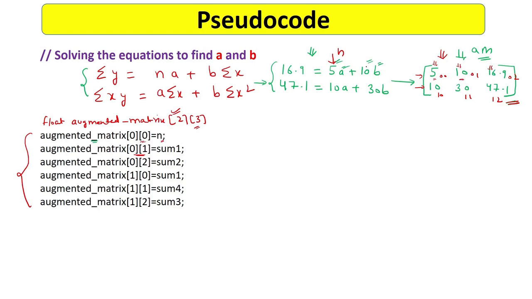So this was actually what? This is the summation of x, and summation of x was saved in sum 1. And now this 16.9 is what?